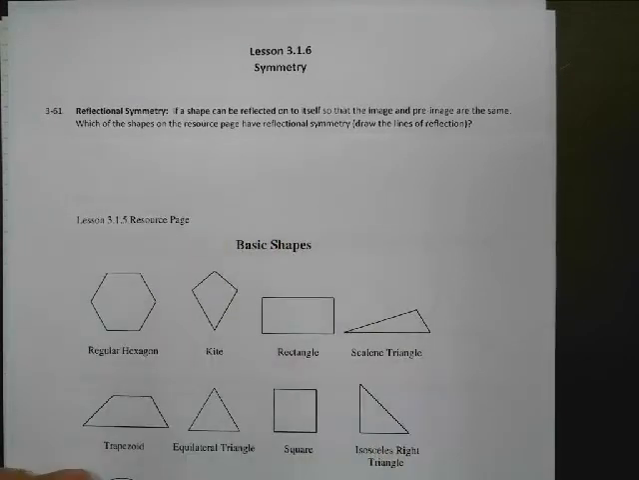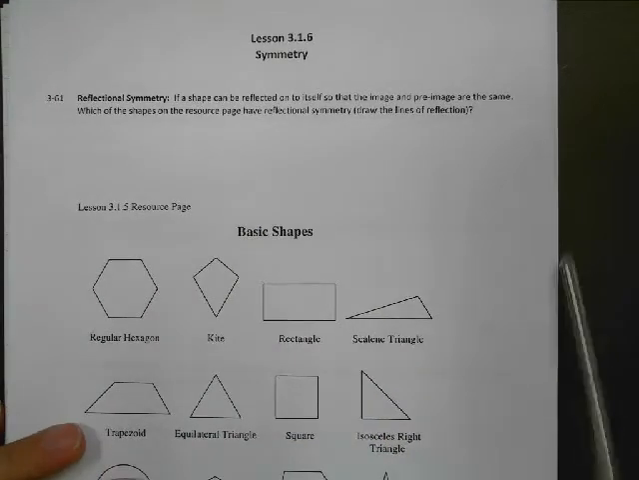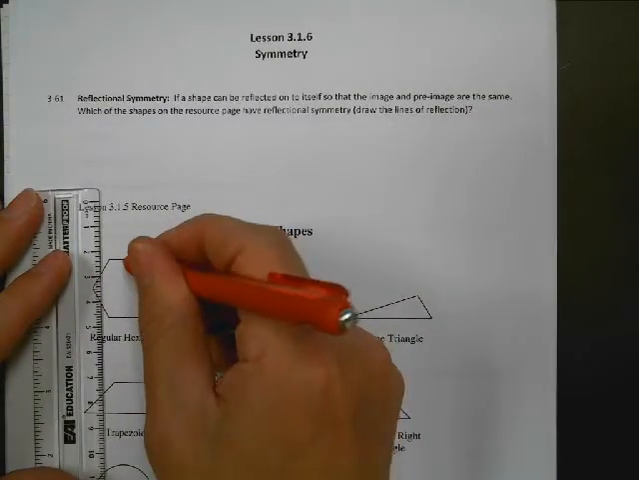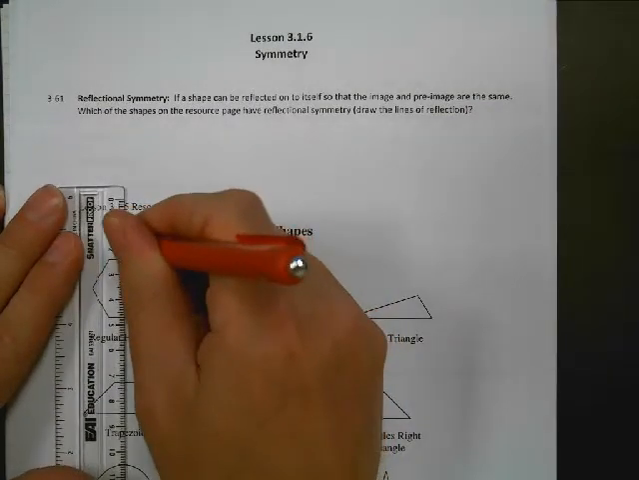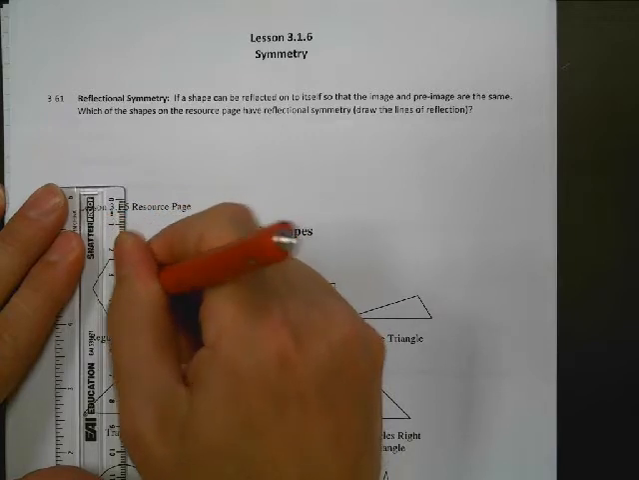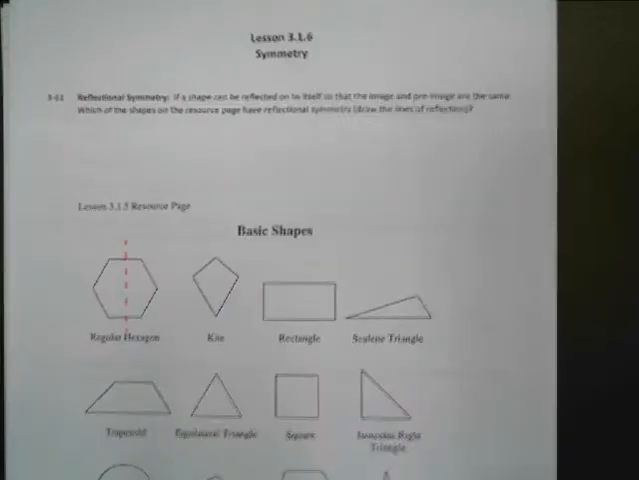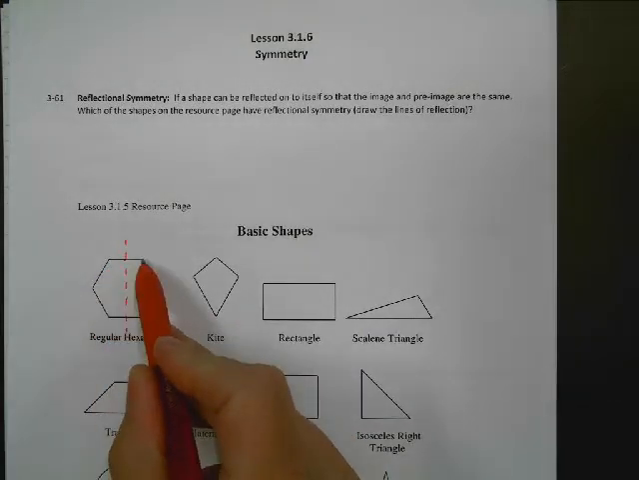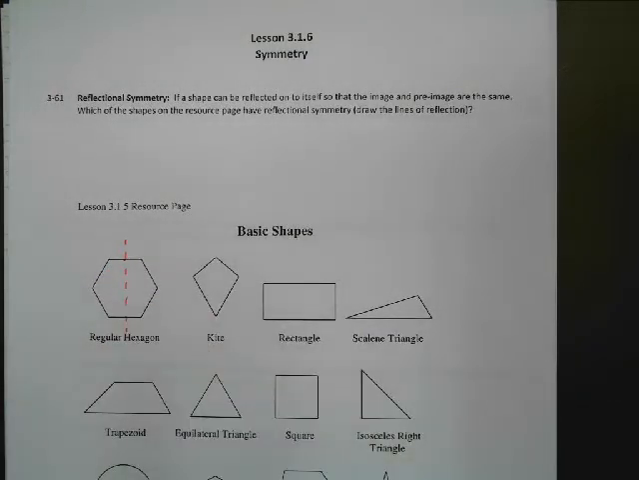So for instance, let's look at this regular hexagon. If I were to draw a vertical line right through the middle of both of these parts, so here's a vertical line. If I were to reflect over that line, this point would be here, this point would be here, this point would be here. It'd be on top of itself. That is reflectional symmetry.